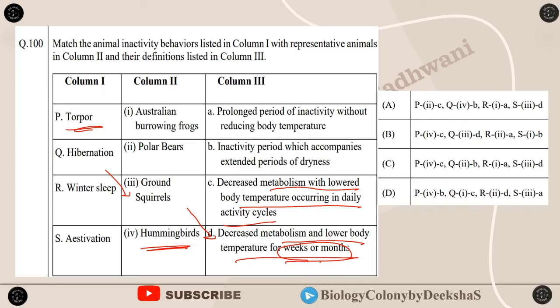Then we have winter sleep. Winter sleep is shown by polar bears. It is the prolonged period of inactivity without reducing the body temperature. If body temperature is reduced, polar bears will not be able to survive. They have to maintain their warmth also. Then estivation. It is shown by the Australian burrowing frogs and it is the inactivity period which accompanies the extended periods of dryness. So option B is correct.